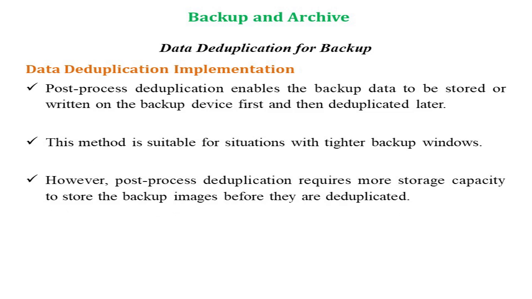Post-process deduplication. This enables the backup data to be stored or written on the backup device first and then deduplicated later. This method is suitable for situations with tighter backup windows. However, post-process deduplication requires more storage capacity to store the backup images before they are deduplicated.